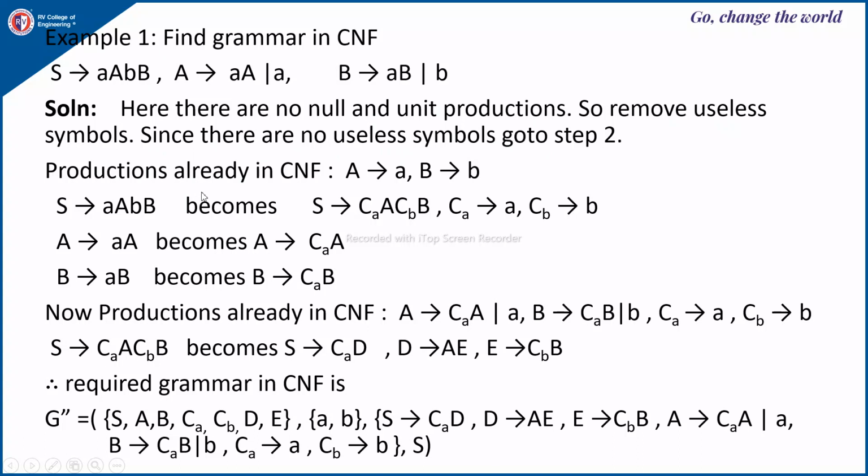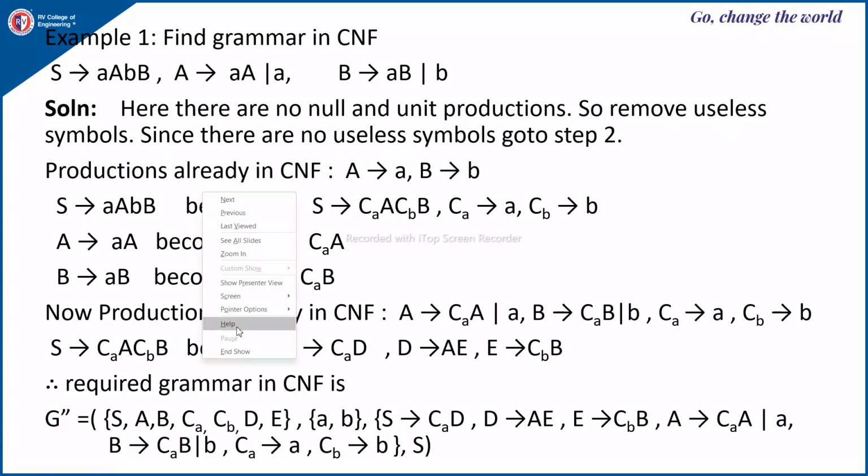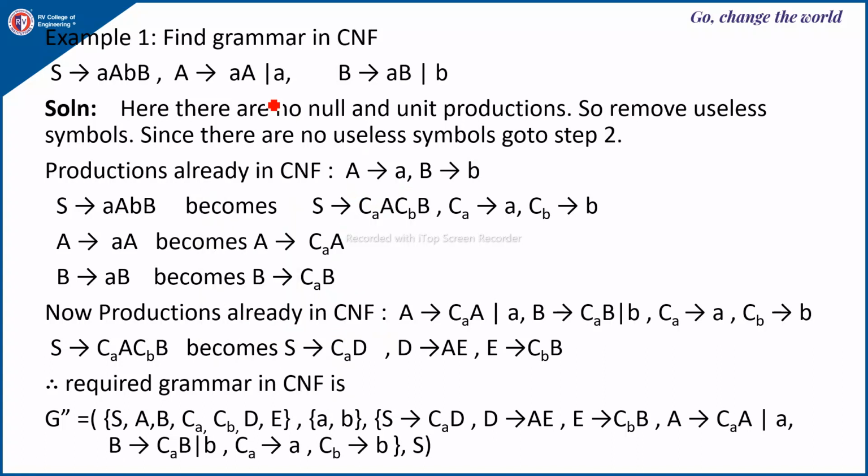Next, identify the productions which are already in the normal form. Now you can observe that this one is not in normal form, as it has a variable and a terminal. This one is again not in the form. This is in the normal form, so A derives a is in the CNF. B derives b is also in the CNF. Now consider this production, S derives aAbB.